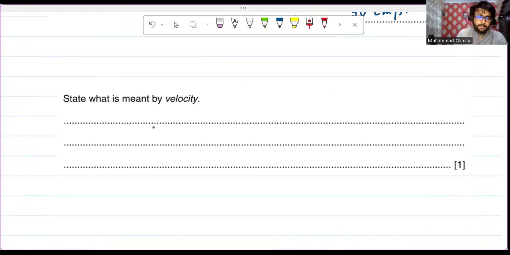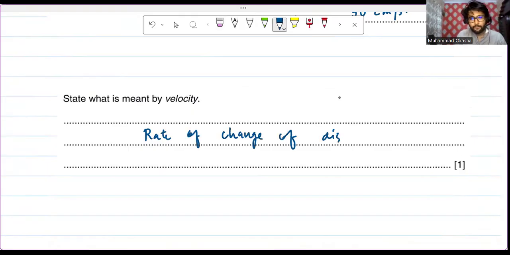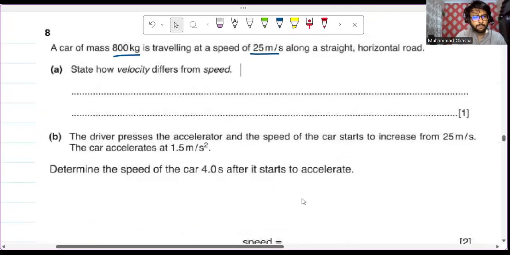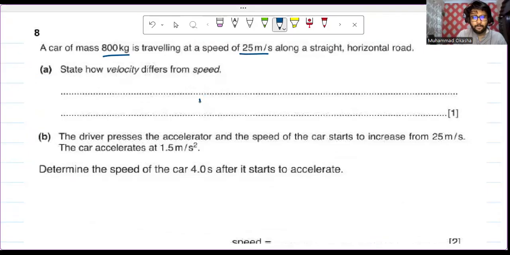State what is meant by velocity. This is pretty simple. Rate of change of displacement. We just saw that a while ago. Okay. A car of mass 800 kilograms is traveling at a speed of 25 meters per second along a straight horizontal road. How velocity differs from speed? We just saw this question a while ago. I would say velocity is a vector.